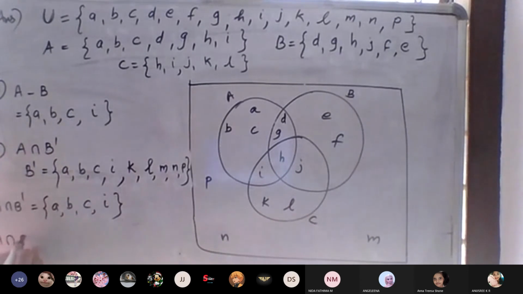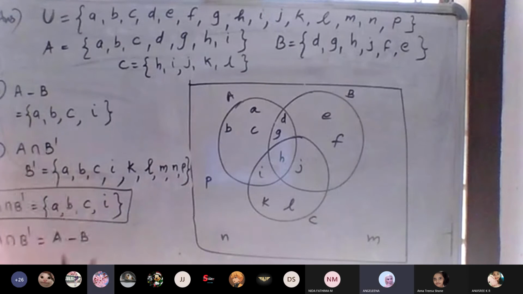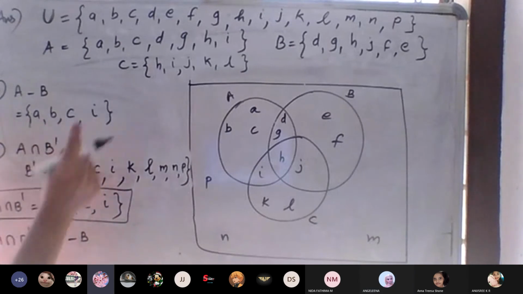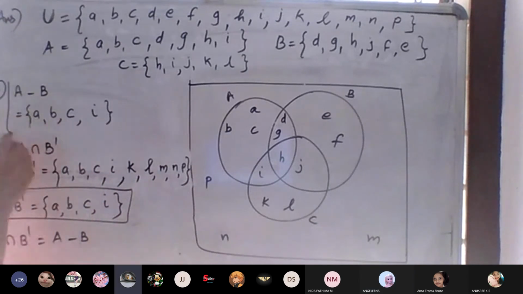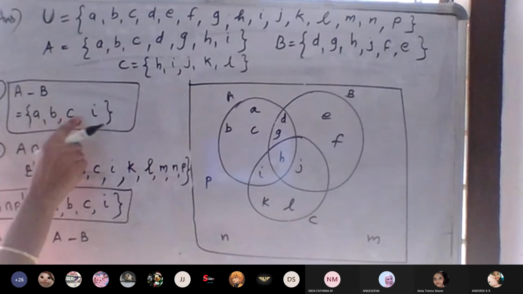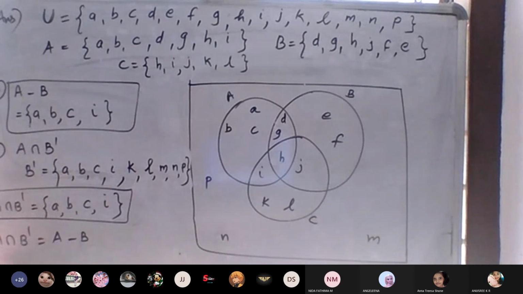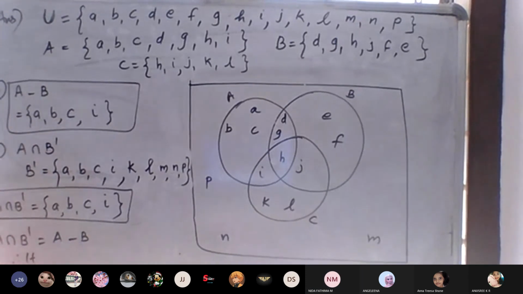What about the last question? Is A intersection B complement equal to A minus B? A intersection B complement, now we got. Then what about A minus B? A, B, C, I. So A intersection B complement is equal to A minus B. Therefore, it is verified.